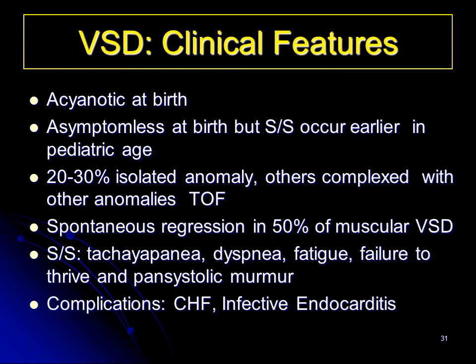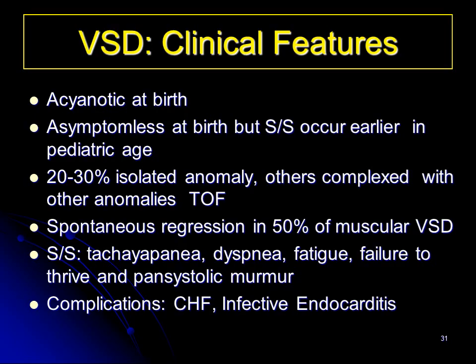Ventricular septal defect is usually symptomless and acyanotic at birth. The symptoms appear earlier in the pediatric age group in contrast with atrial septal defect, and they are associated with other congenital cardiac anomalies such as tetralogy of Fallot. Only 20 to 30% are isolated. The functional consequences and clinical manifestations are dependent on the size of the defect and associated congenital malformations.